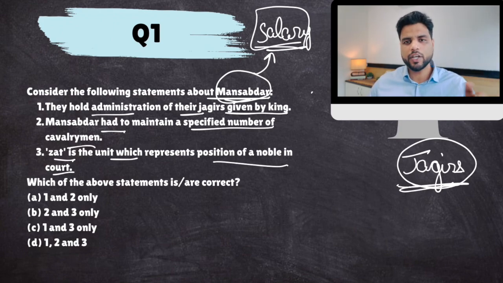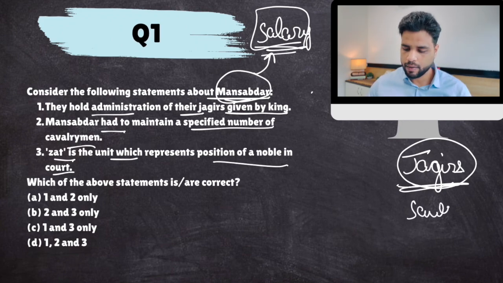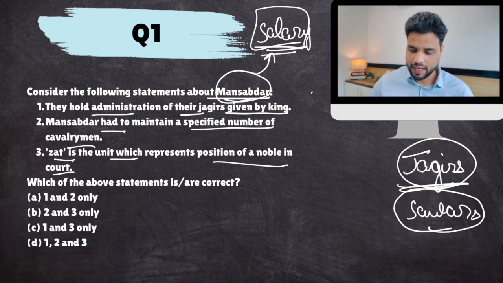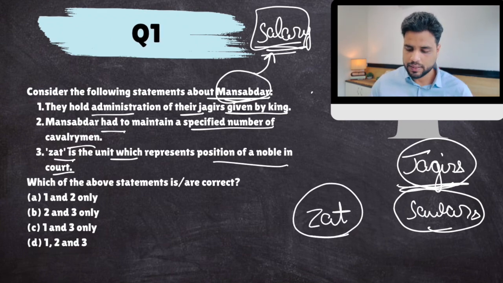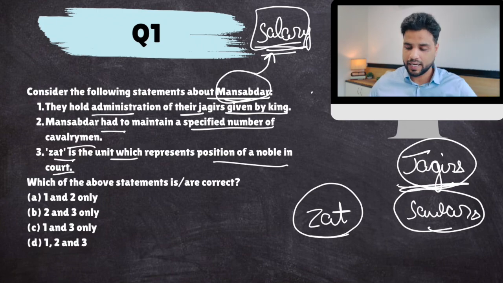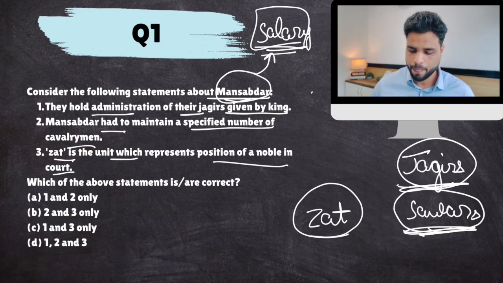But yes, they receive a salary and they have to maintain savars. Savars are the number of cavalry troops that they have to maintain from that salary also. So every Mansabdar had a Zat. Zat was actually their rank. The higher the Zat, the higher would be your salary, and higher would be the number of cavalrymen you have to maintain, so that in case there is a war, you have to contribute towards it. Now, the administration part is false.